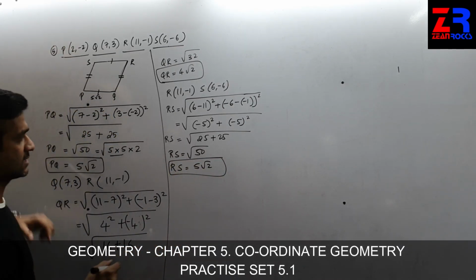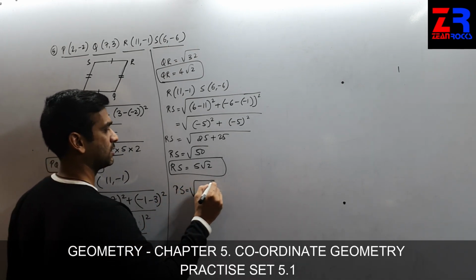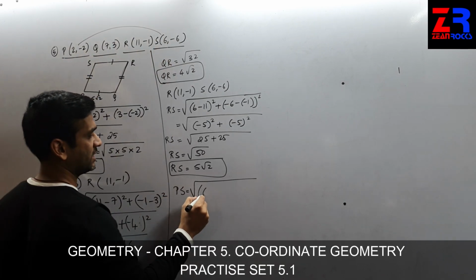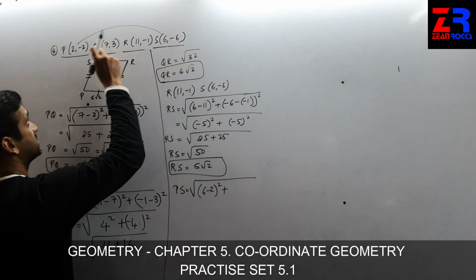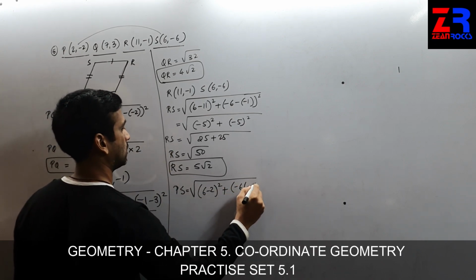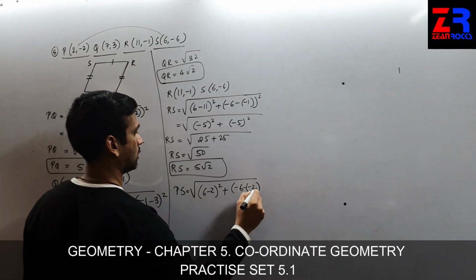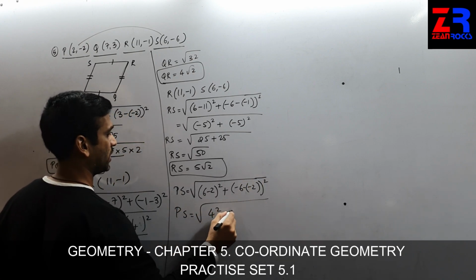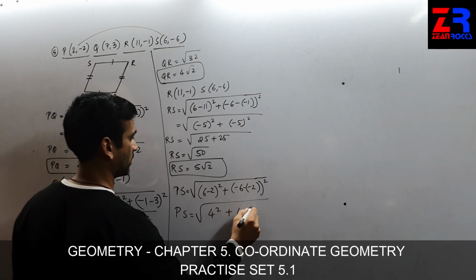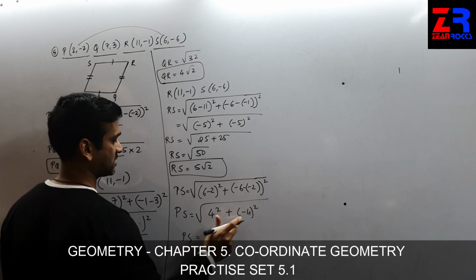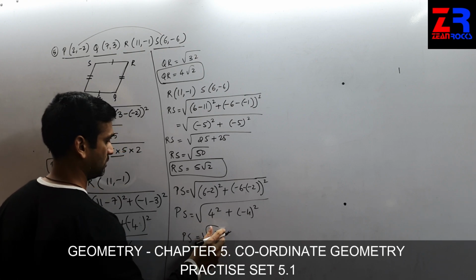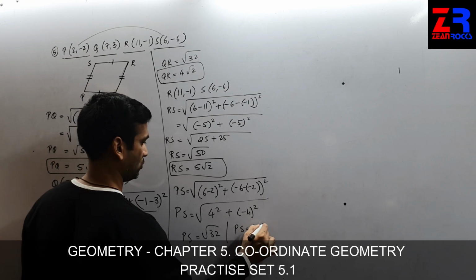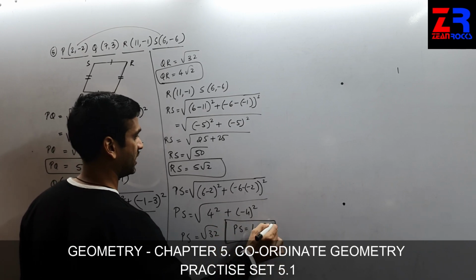Then you are supposed to find PS. Same formula. PS: first term minus first term, 6 minus 2, minus 6 minus of minus 2, square. So PS will be 4 square, and here minus 6 plus 2 will be minus 4 square. So PS will be root of 16 plus 16, root 32. That is equal to 4 root 2. So you have got PS also.